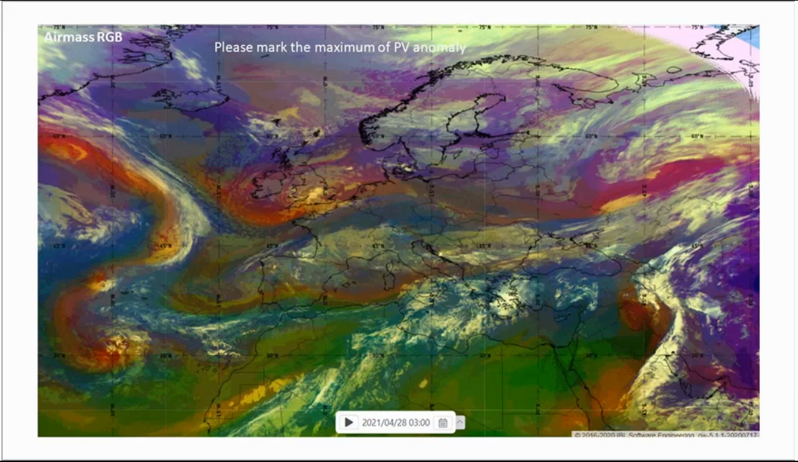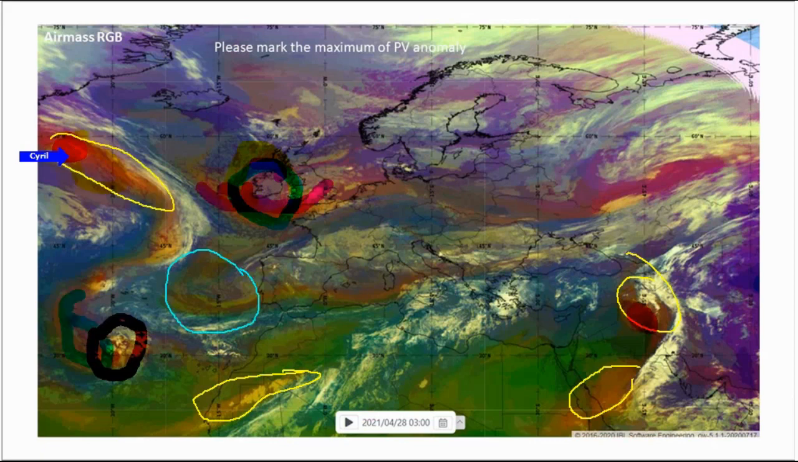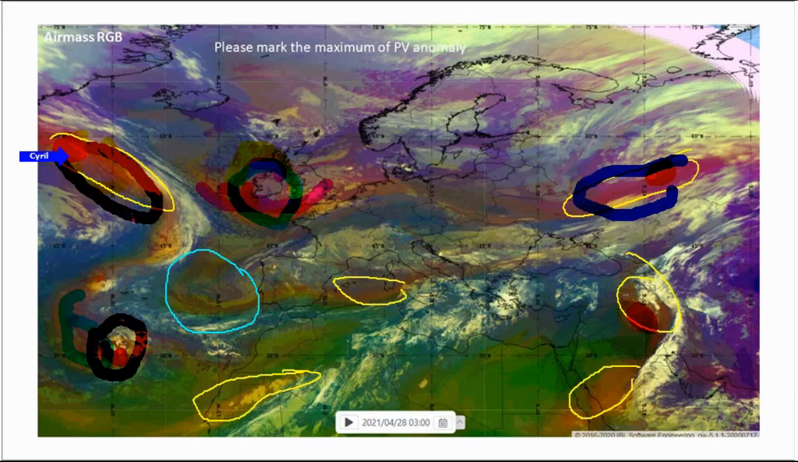We can also see on this air mass RGB the maximum of PV anomaly. So now I also want to ask you to mark the maxima of PV anomalies on this RGB. Very nice. Yes, it is actually shown in this brownish-reddish color, and we can nicely indicate this maximum of PV anomaly. So if we overlap this with the model data, okay, we defined a lot of this.